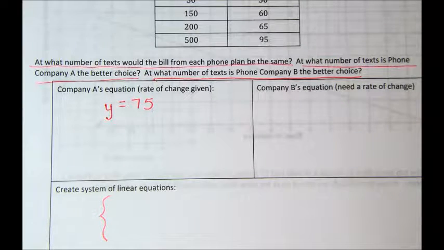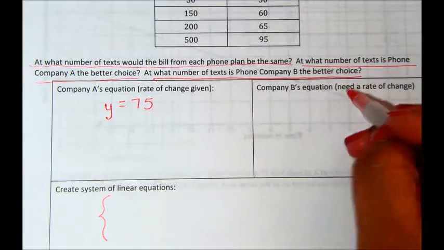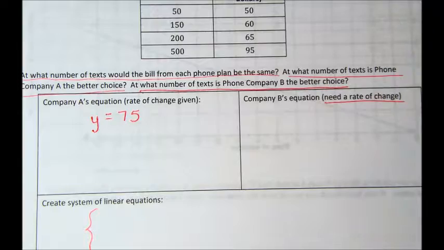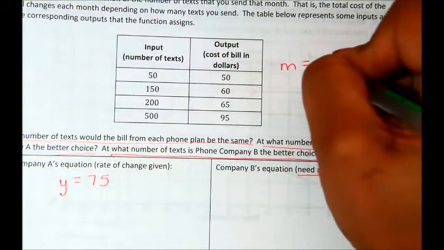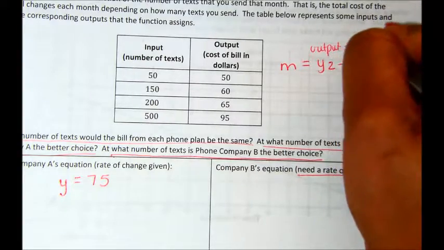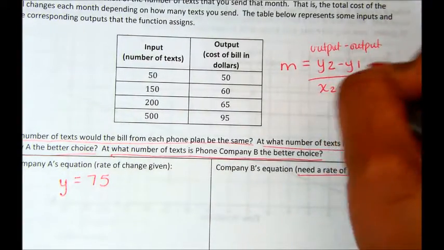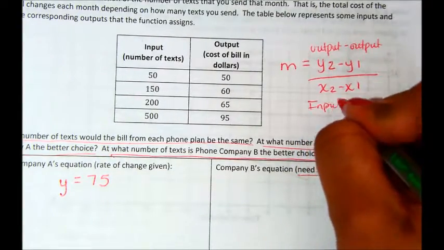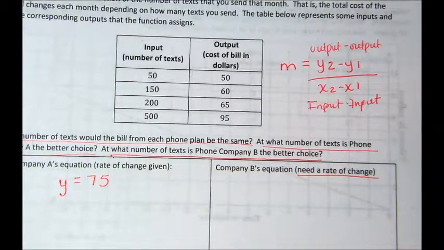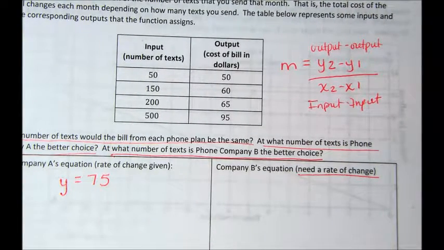Let's determine the equation that represents the function for company B. We weren't given a rate of change. When I'm told that my rate of change is constant and I haven't been given it, I'm going to compute my slope. Remember in yesterday's lesson, we computed our slope by taking two ordered pairs from the table, and we say y2 minus y1, or output minus output, over x2 minus x1, or input minus input. Please choose two ordered pairs from the table to compute company B's rate of change.